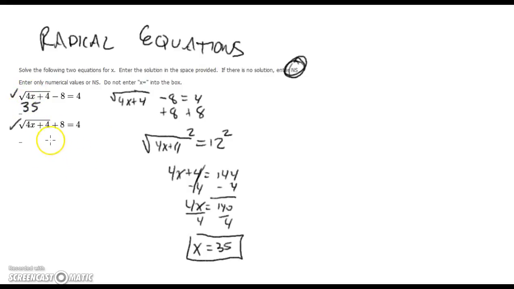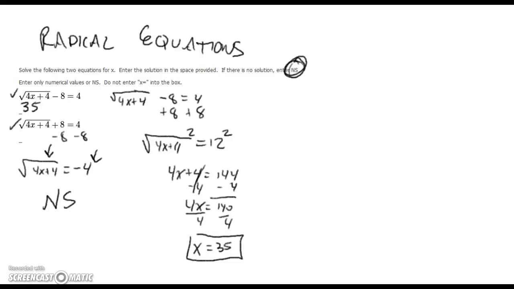In the second equation, I subtract 8. When I subtract 8, I end up with the square root of 4x plus 4 is equal to negative 4. Can a square root equal a negative number? No, that's impossible. There is no solution.